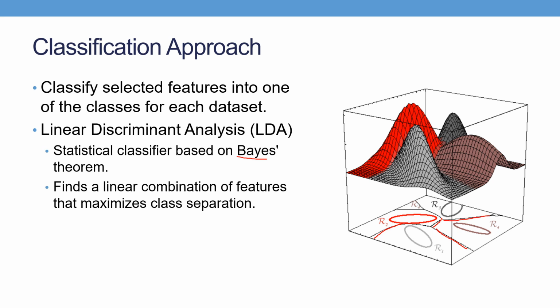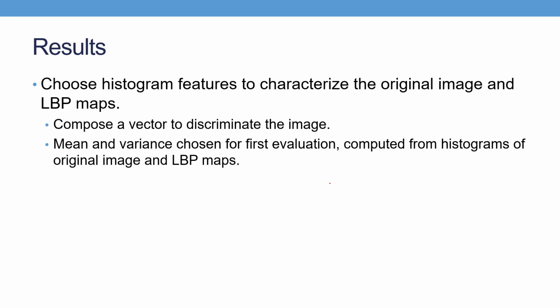for samples. Results. First, we have to choose the best features to characterize the histograms that we computed from images and LDP maps. So the idea is to use simple features. We started with mean and variance for a first evaluation. We have a lot of features that could be extracted and combined. Let's take mean and variance, which are the traditional ones.